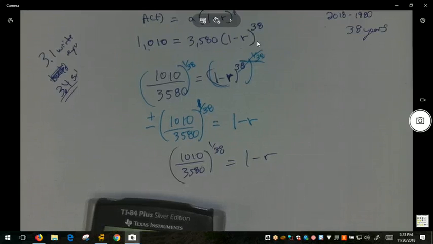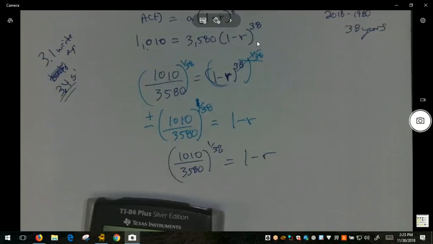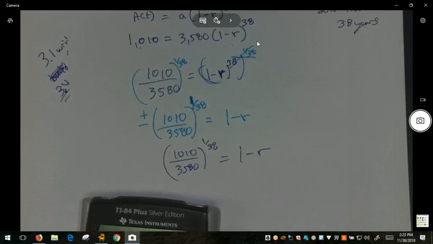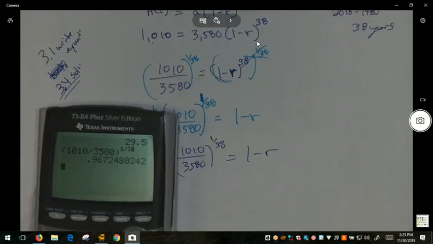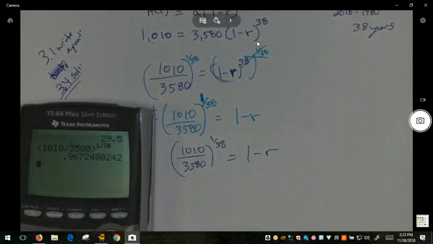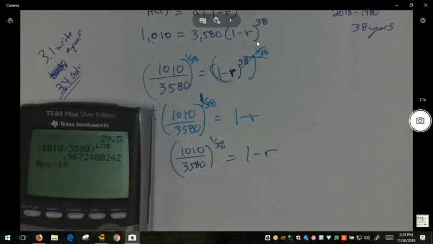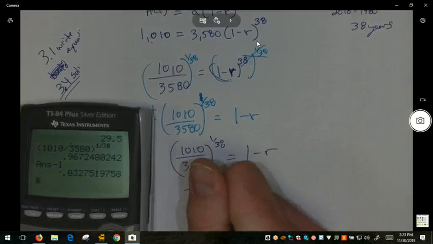1010 divided by 3580, all raised to the... whoops, that's not right. All raised to the 1/38th power. So right now that's what I'm looking at. But I'm supposed to subtract 1 from it because I need to subtract 1 from both sides.